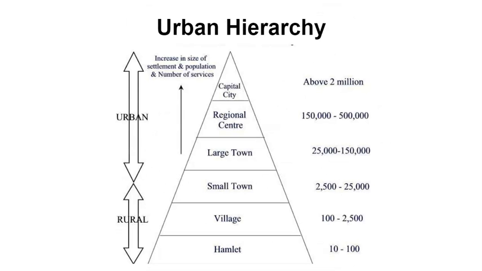Another concept of urbanization is what's known as the urban hierarchy, and this is typically associated with the level of population density or the number of people that reside in a particular area. So when we look at the image here, we can see down at the bottom of the pyramid, we have the smaller populations that are associated with a hamlet, a village, or a small town. As the population starts to increase, it becomes more urbanized.